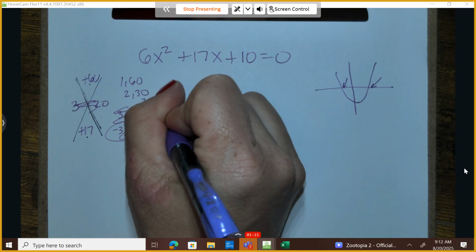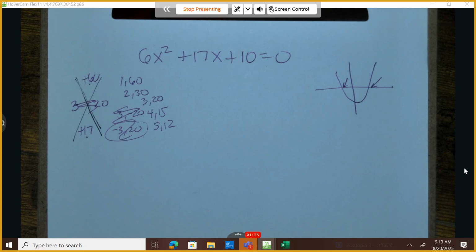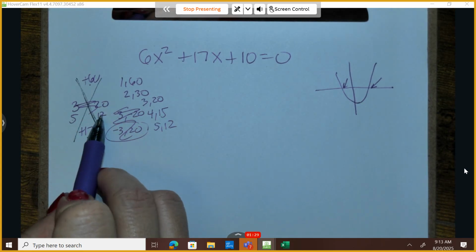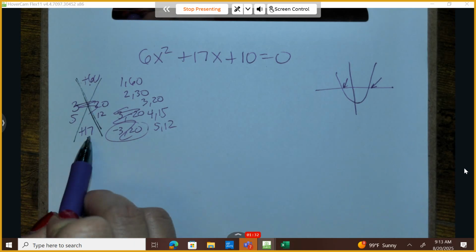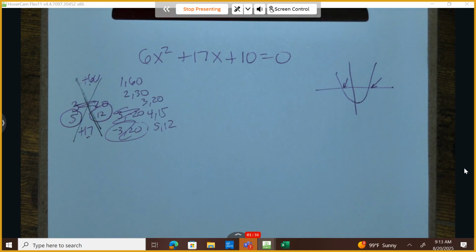4 and 15. That doesn't work. 5 and 12. There we go. So positive 5 and positive 12. They multiply to equal positive 60 and combine to give you a positive 17. Those are going to be the keys as I show you two different methods in order to factor and solve. You'll choose what method makes most sense to you.